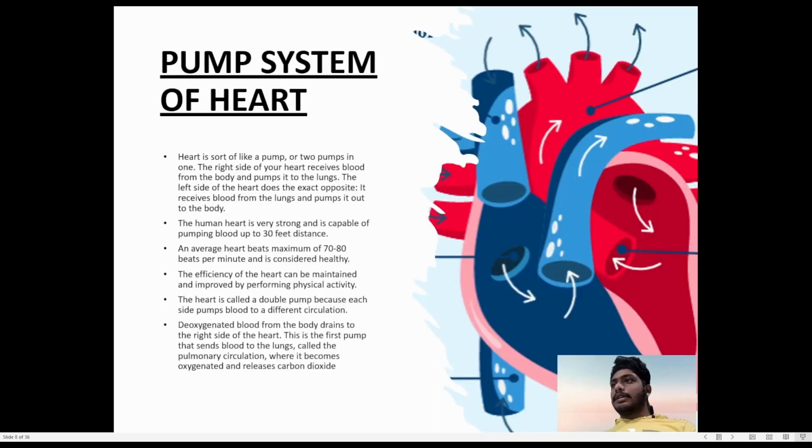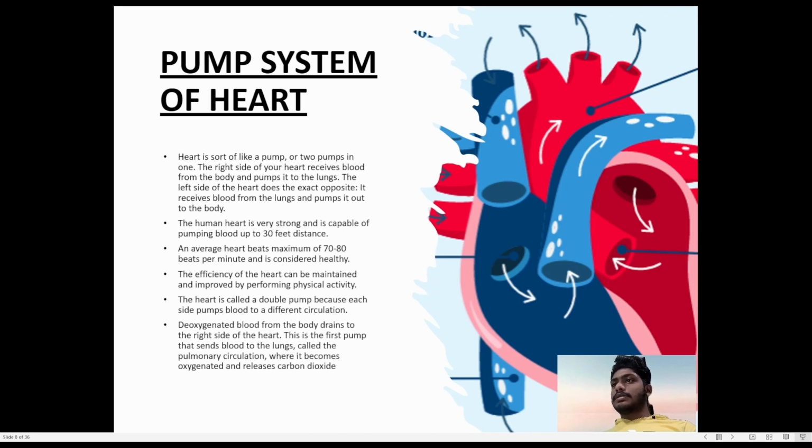Pump system of the heart. The heart is shaped like a pump, or two pumps in one. The right side of the heart receives blood from the body and pumps it to the lungs. And the left side of the heart does the exact opposite. It receives blood from the lungs and pumps it out to the body.